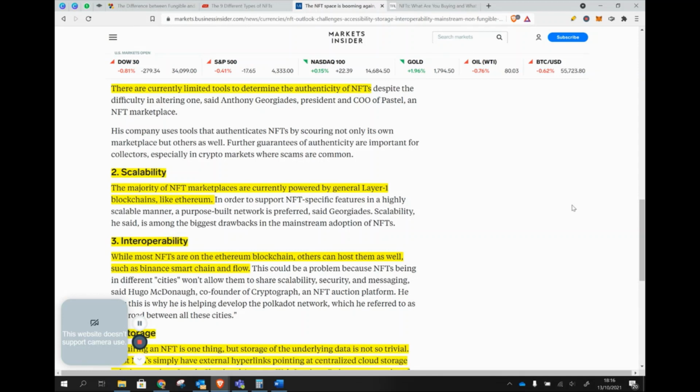Then we have interoperability. While most NFTs are on the Ethereum blockchain, others can host them as well, such as Binance Smart Chain and Flow. So imagine that you create one NFT and you release them on Ethereum, on Binance, and on Flow at the same time. How do you differentiate what is the real NFT? What is the first one? And what is the unique NFT? And which are the copycats? So that's very hard to decide nowadays.